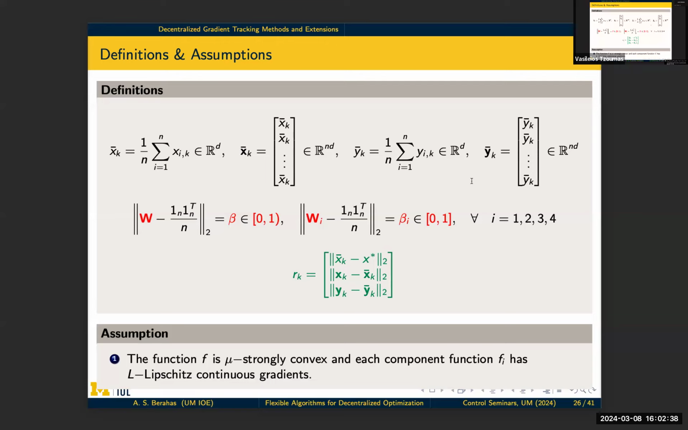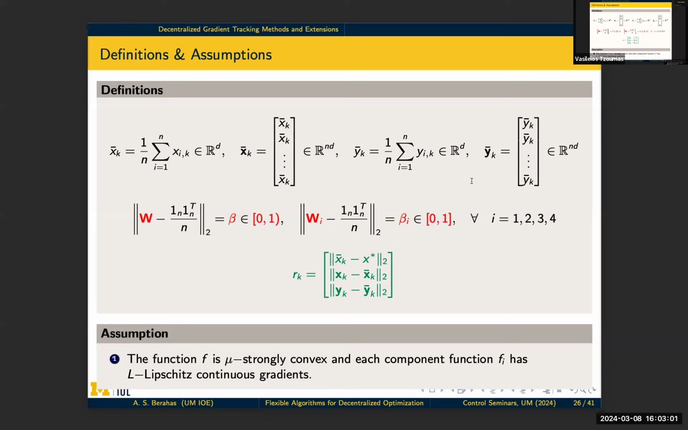Our error metric, or what we're hoping to prove convergence on, is a vector of this form. And why do we care about that? Well, because the first term there tells us that the average is going to the optimal solution. And the second and third one are telling us that each local copy that we have is going to the average. And so when we put these two together, it's exactly what we would like.